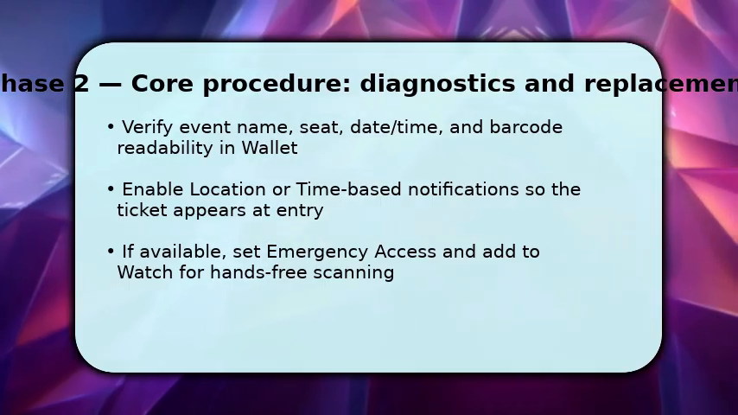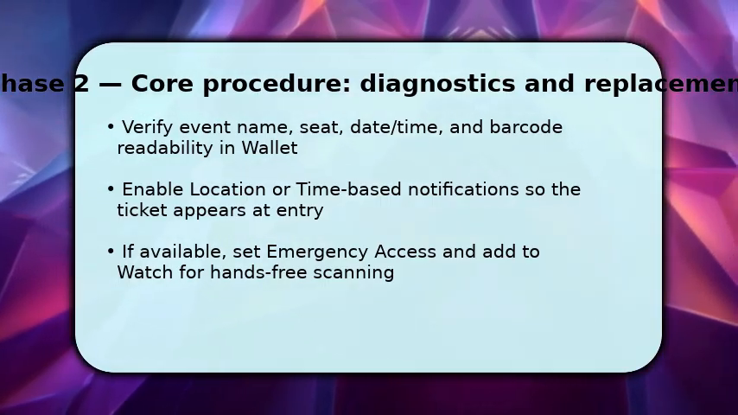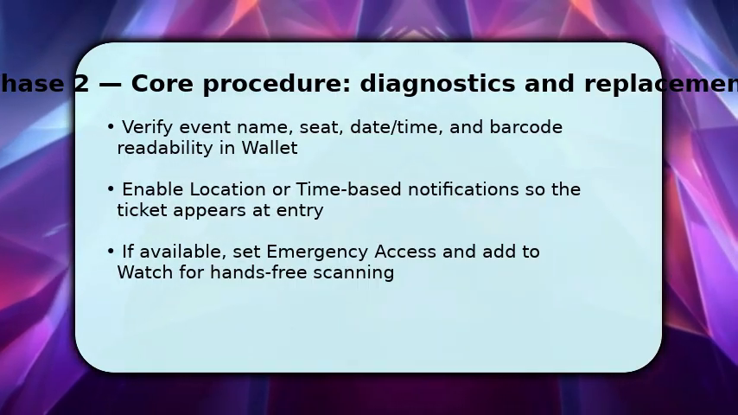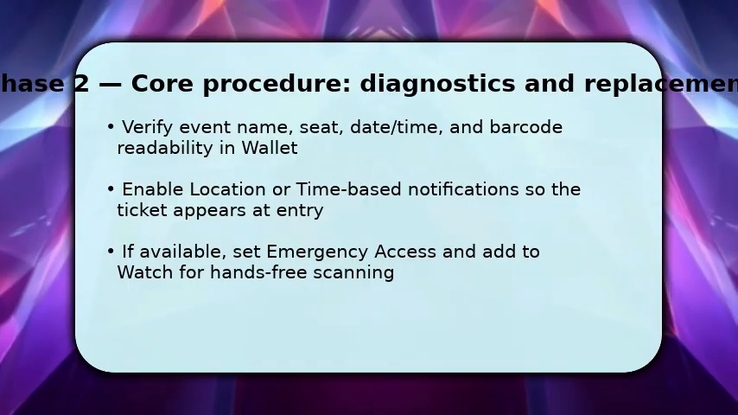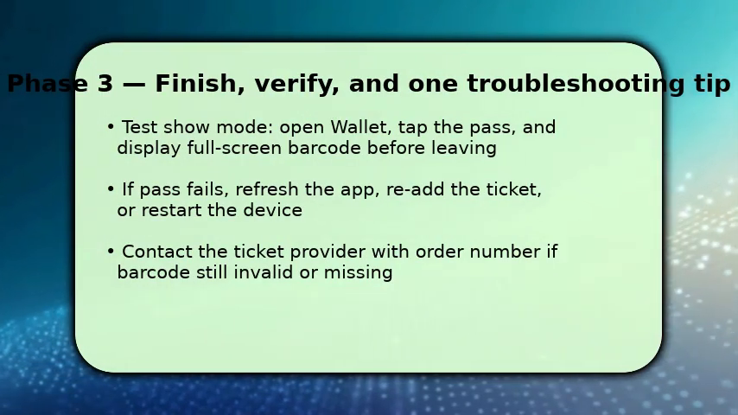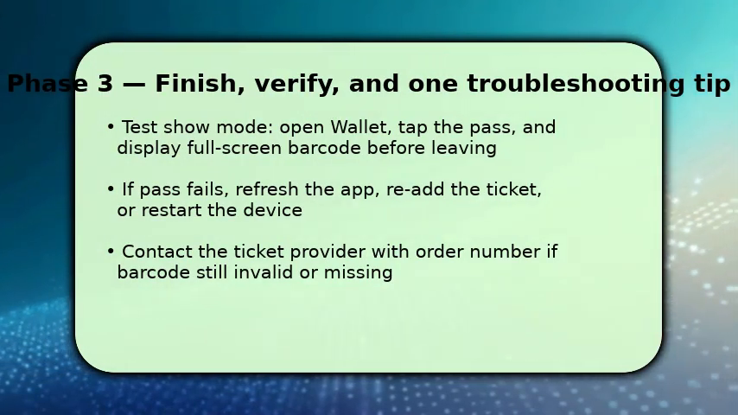If you use an Apple Watch, add the pass there for faster access. These steps reduce friction at entry and ensure the scanner reads the pass cleanly. Before you leave, perform a quick run-through. Open Wallet, tap the new pass, and display the barcode full screen to ensure it scans.